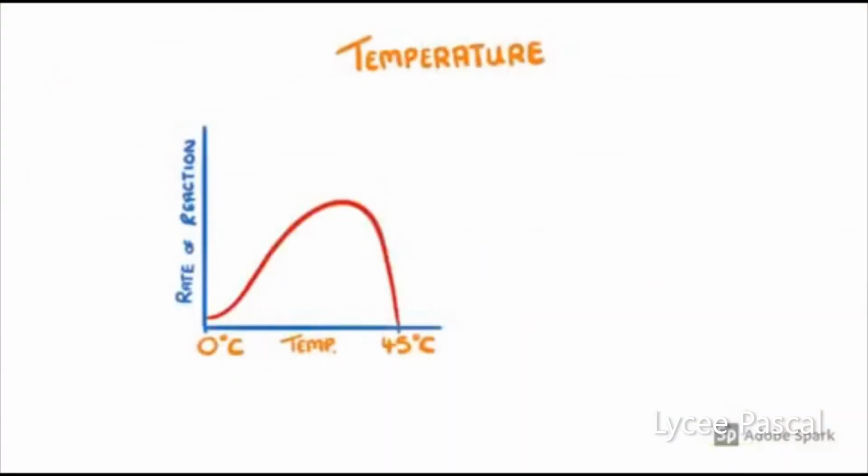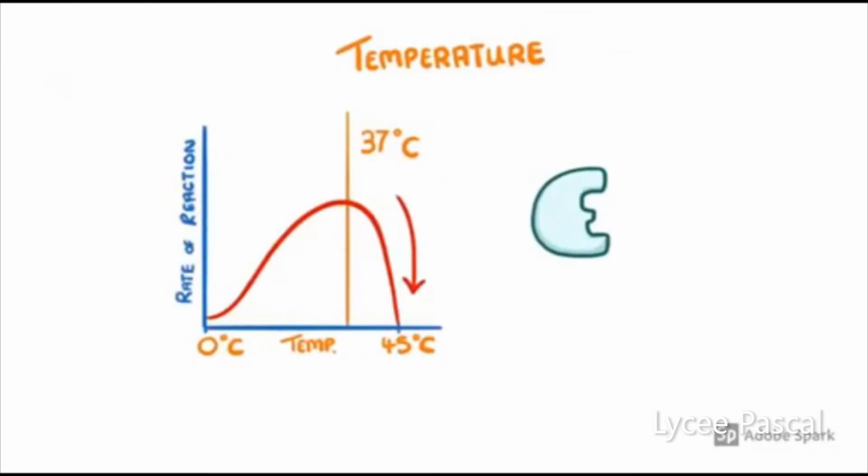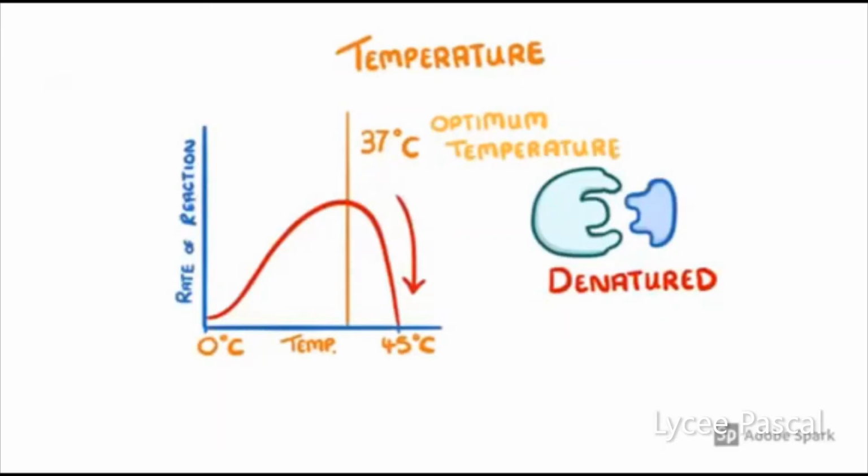Now the second property is the temperature. How the temperature affects the activity of enzymes. Let's look at this graph. It shows how the rate of reaction changes with temperature. We can see that as the temperature increases, so does the rate, but after about 37 degrees Celsius, the rate starts to drop rapidly. This is because the high temperature breaks the bonds holding the enzyme together, and so the enzyme is destroyed. So the optimum temperature for enzymatic activity is 37 degrees Celsius, which is the normal body temperature.